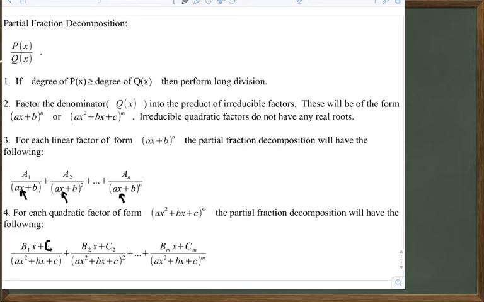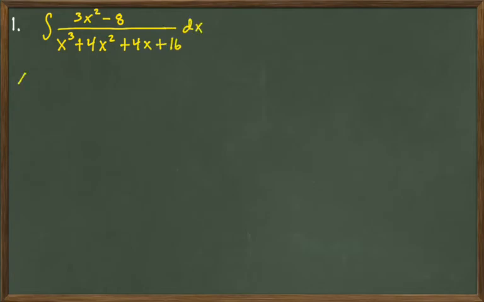So let's do some examples. Example number 1, we have the integral of (3x^2 - 8) over (x^3 + 4x^2 + 4x + 16) dx. The degree of the numerator is 2, and the degree of the denominator is 3, so we're not going to do long division here. We are going to factor the denominator, by grouping.